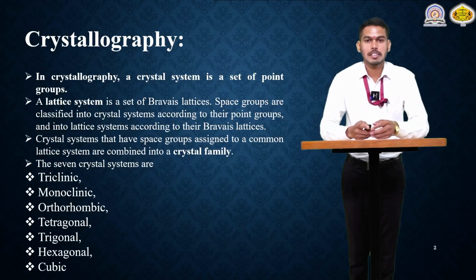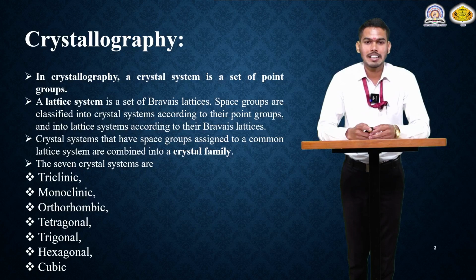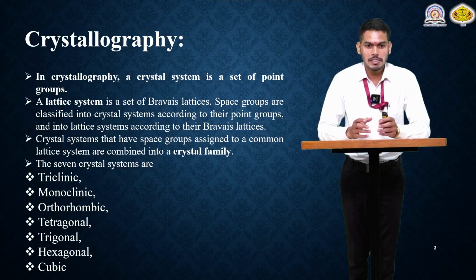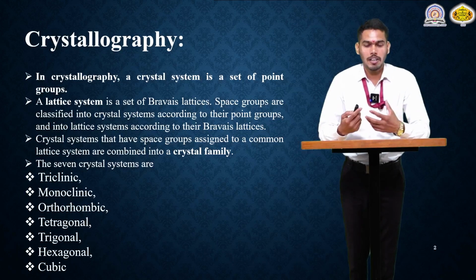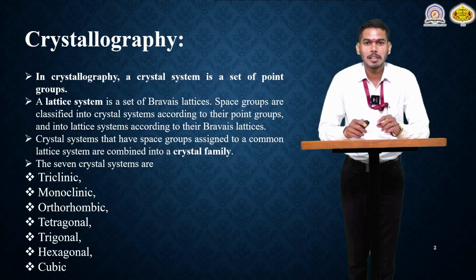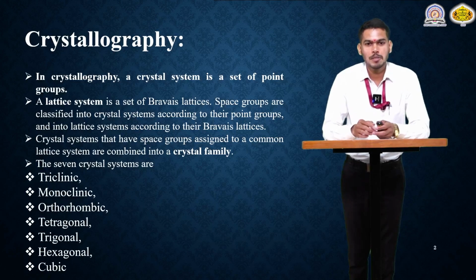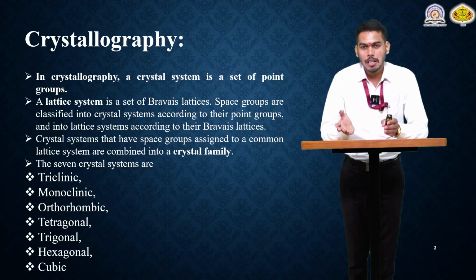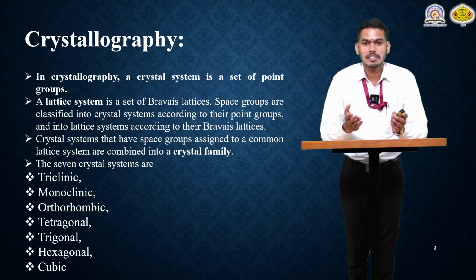So, what is crystallography? In crystallography, a crystal system is a set of point groups. Basically, a crystal is formed by a set of point groups, which are imaginary points in space connected by imaginary lines. So, they form a crystal system. A lattice system is a set of Bravais lattices. Bravais is a scientist who discovered this lattice system. So, based on his discovery, the lattices are named Bravais lattices.